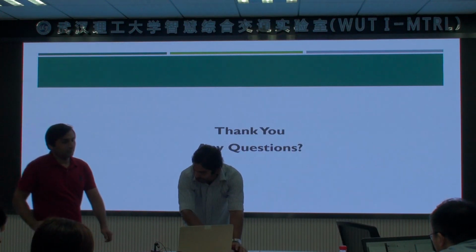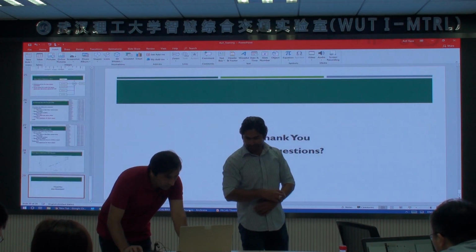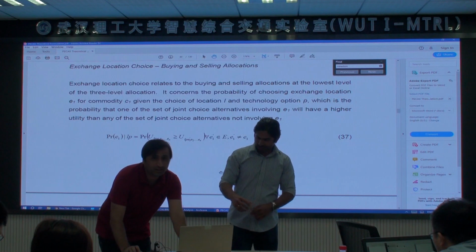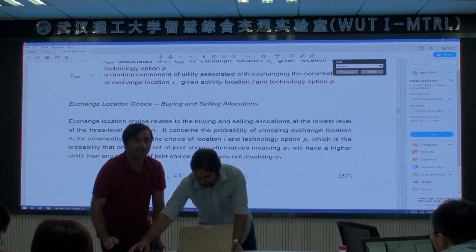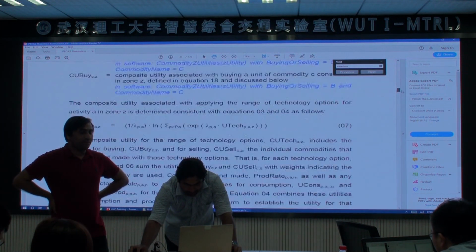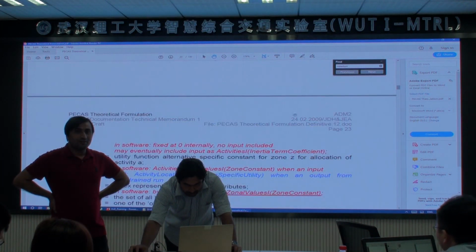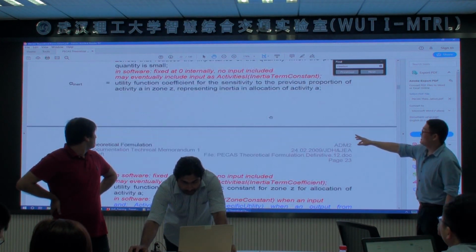We have the theoretical formulation. Let's go back to the second slide. Yeah, the book here. Can you tell the page number so we can look directly at that one? Which page number? If you are looking at the theoretical formulation, it's 23. Go, scroll down. Stop. Okay.